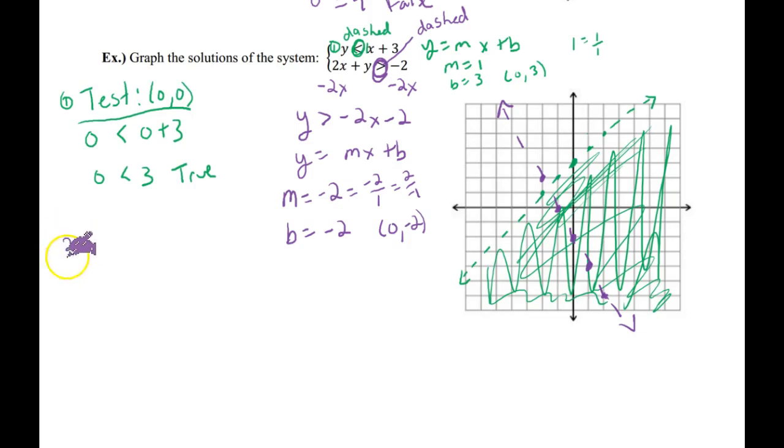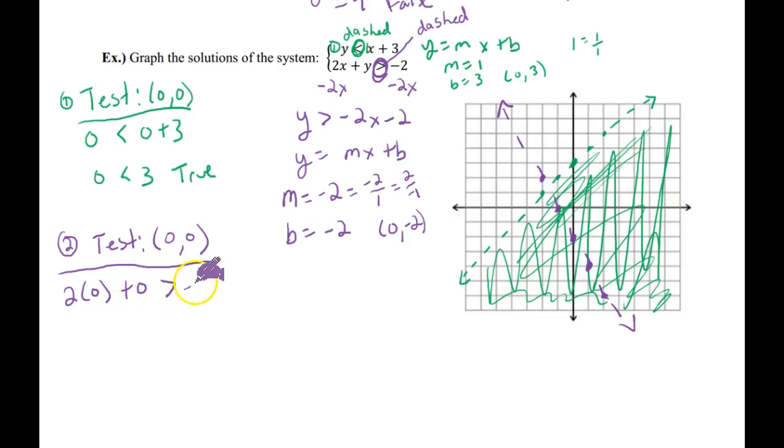And then lastly, I need to test. So again, (0, 0) is not on the line. I can use that as my test point. I fill in the original equation. 2 times 0 plus 0, is that greater than negative 2? 0 times anything is 0. 0 plus 0 is 0. Is 0 greater than negative 2? That is true. 0 is further right on the number line than negative 2. So the point (0, 0) was here. So this is the side of the purple line that I shade.